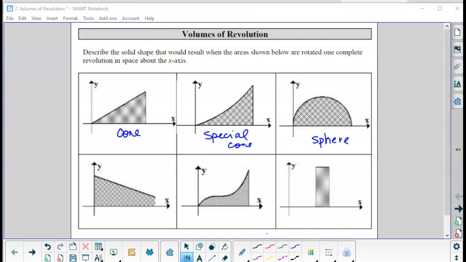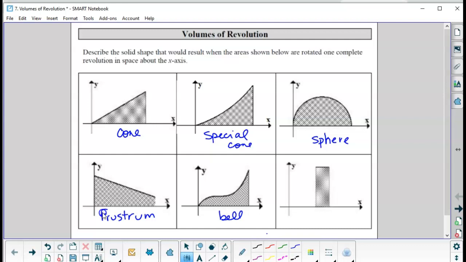This one is basically part of a cone. It kind of cuts off before that linear function reaches the x-axis. So it's part of a cone, which has a special name in math called a frustum. Okay, next one, if you rotate that, that's actually what we call a bell, right? So the shape of an old-fashioned bell. Okay, so that looks kind of like a cubic that's rotated.